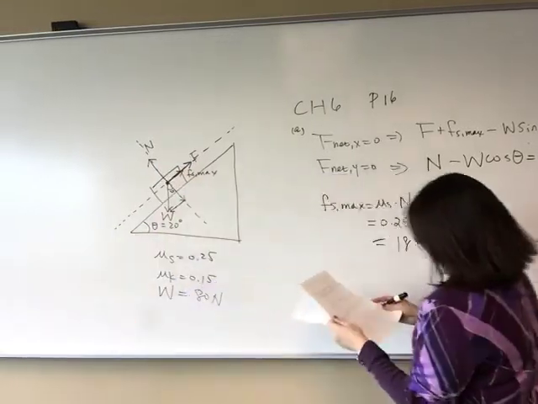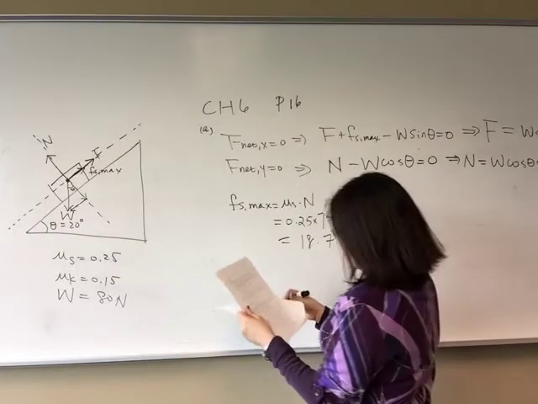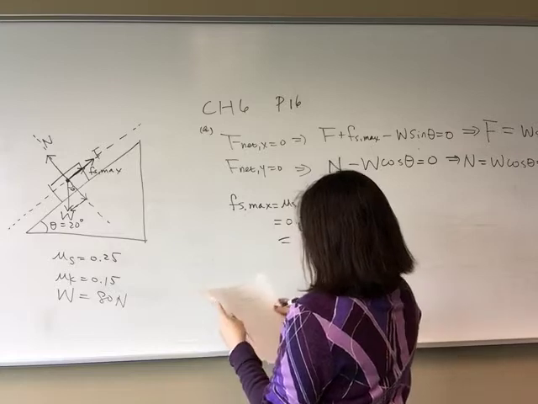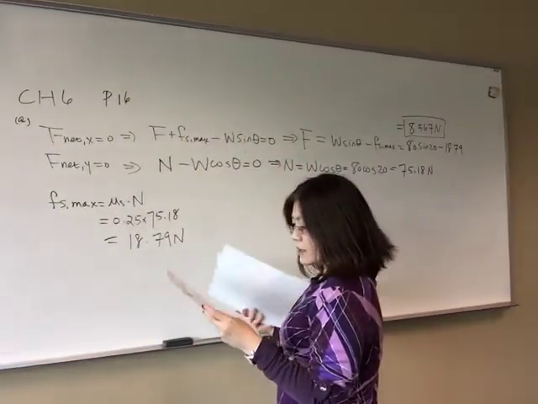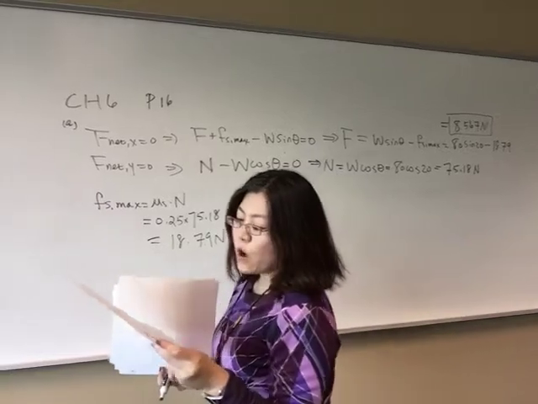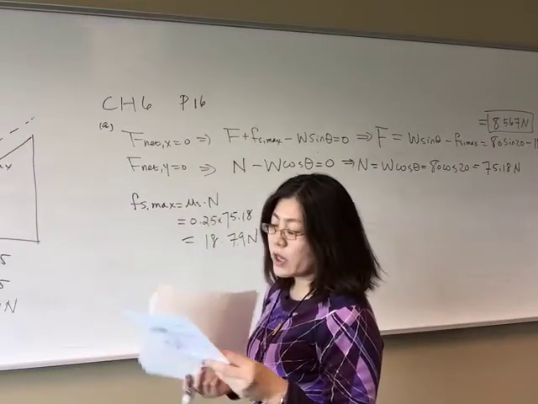All right. So that is that. So that's your part A. Now, for part B, let's see what part B is asking. For part B, what is the minimum magnitude force that will start the sled moving up the plane?